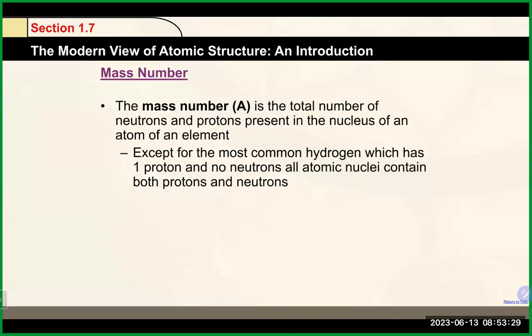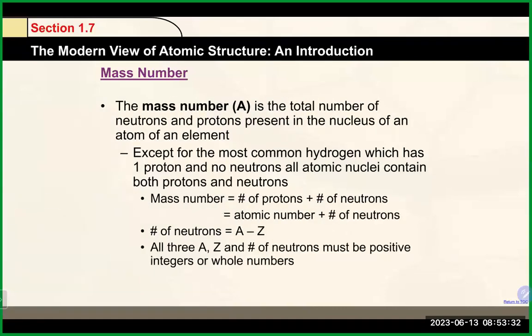Another important number is the mass number. And the mass number is sometimes abbreviated A. And that is the total number of protons and neutrons there are in an atom. And that's important because if you put the mass number and the atomic number together, where the mass number is our protons plus our neutrons, and our atomic number is our protons, and you subtract those, you're left with the number of neutrons. So if you take the mass number minus the atomic number, that will tell you how many neutrons there are in an atom. Except for hydrogen.